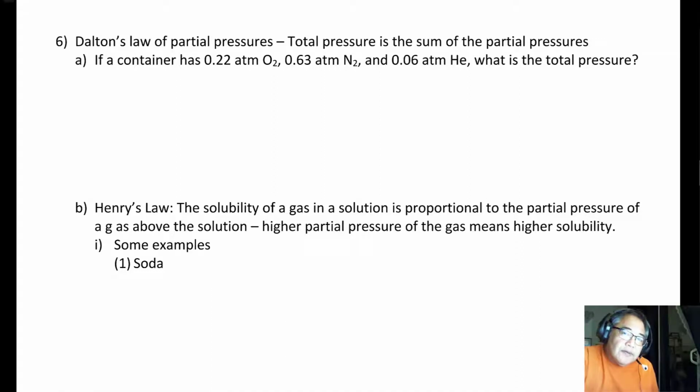So the next law to cover is something known as Dalton's law of partial pressures, and it has a lot of sort of interesting applications. Let me explain to you, though, what a partial pressure is, right? A partial pressure is part of a total.